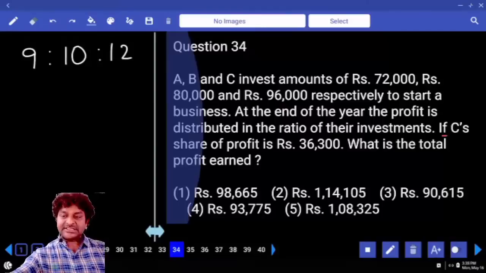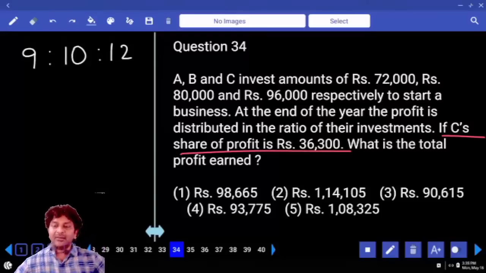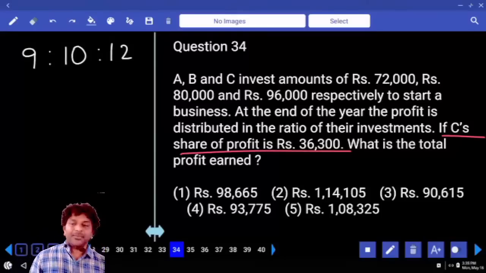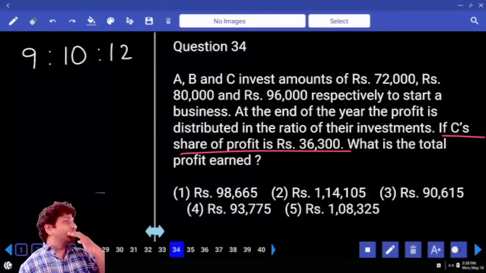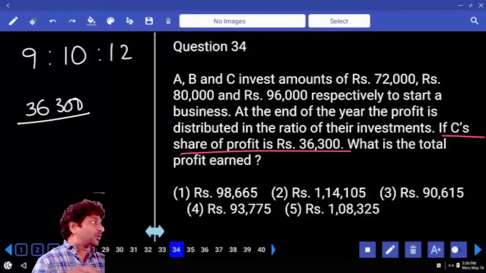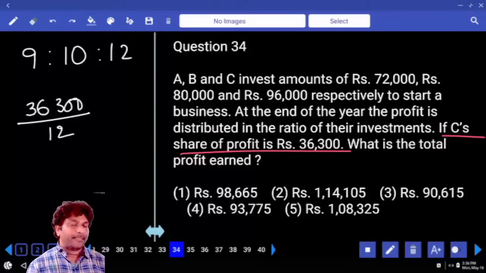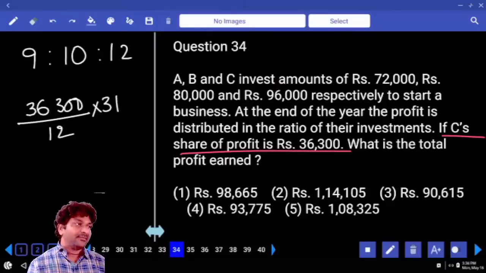Out of which C's profit share, they mentioned it as 36,300. And what is asked? Total profit earned. How much is A getting? B? C? That means 36,300 is equal to 12 parts. One part is equal to 36,300 divided by 12. And we were asked to calculate total profit, that is equal to 31 parts. Now observe 36,300 and tell me your observation.